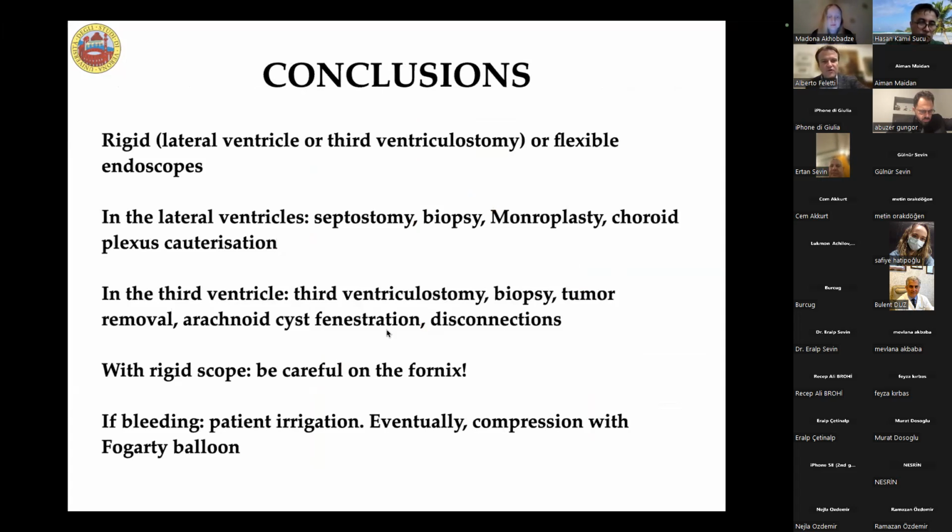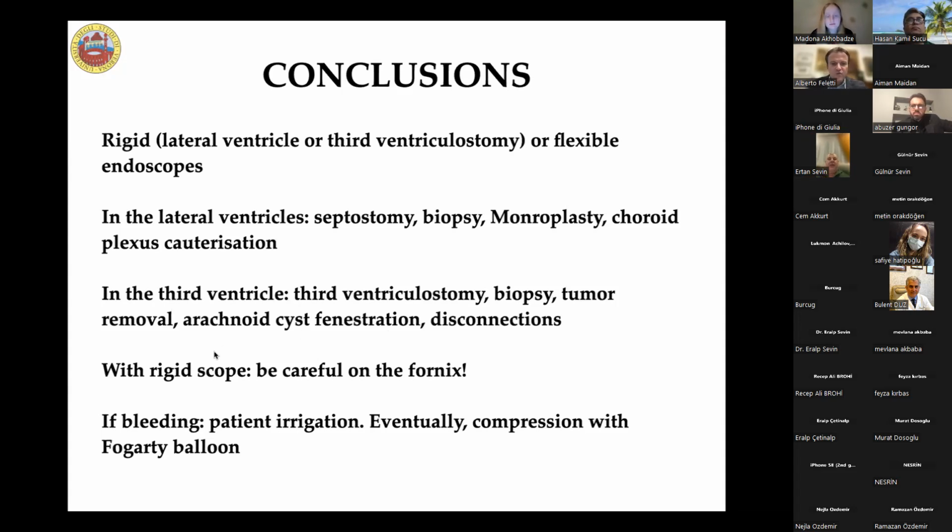So I want to conclude by saying that rigid or flexible endoscopes can be used to inspect the ventricles or to do operations in the parenchyma. Of course, if you want to navigate through the cerebral aqueduct, it's required to use a flexible endoscope.